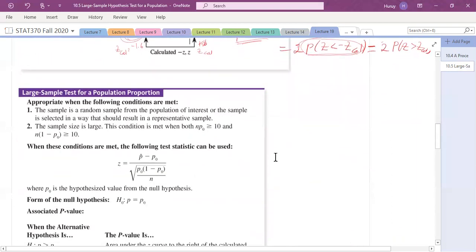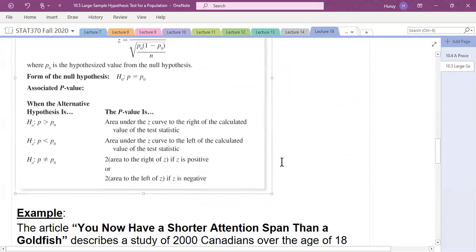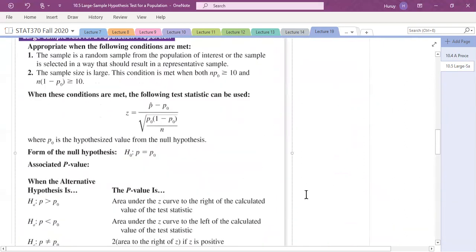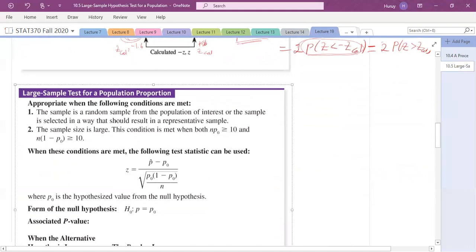All right, and the conditions are here. We need the sample to be random, or it has to be a representative of the population. So these are the same conditions as those of a confidence interval for a population proportion. These are the two conditions that we need to check. Now, suppose these two conditions are met, then this z, the test statistic, we said when the null hypothesis is true, follows a standard normal distribution.